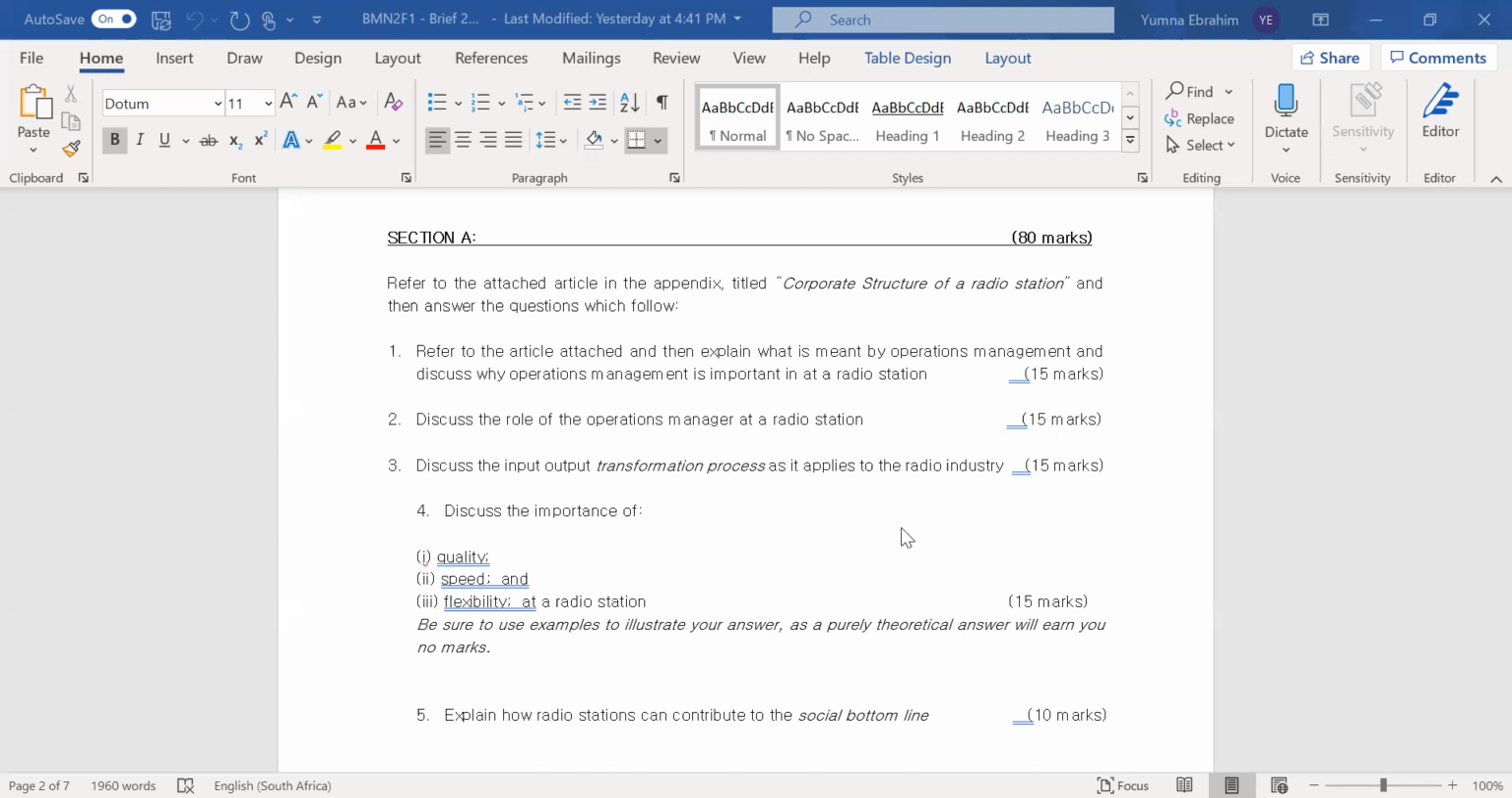So when you get into Call Campus, you'll be able to download this brief as well as an article, and you need to look at the article in conjunction with the questions. Okay. So first of all, what's required of you is you can see that the article talks about the structure and the function, workings, etc. of a radio station. When you open that article, you'll see they talk about the roles of the operations manager, etc. in the radio station. They also talk about the roles of the presenters, etc.